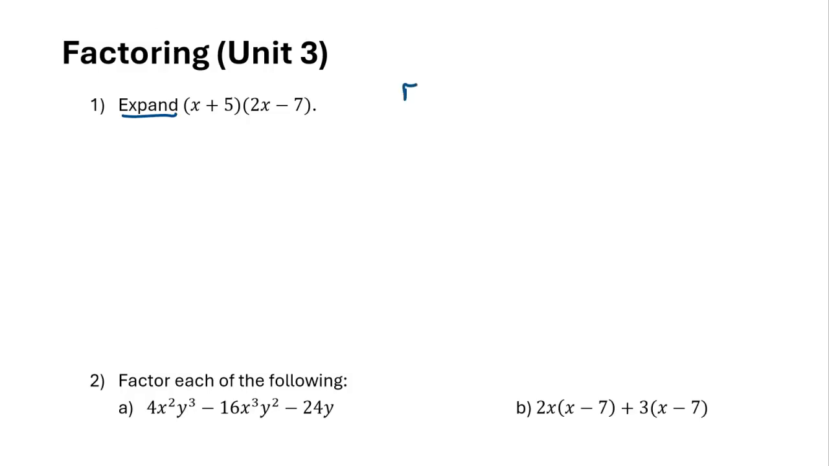That's the opposite of factoring. And so the way we expand something that is a binomial times a binomial, two terms times two terms, is we do FOIL: first, outside, inside, last. So what we do is we take the x and we multiply it by 2x, and that gives us 2x squared. That's the first two terms.